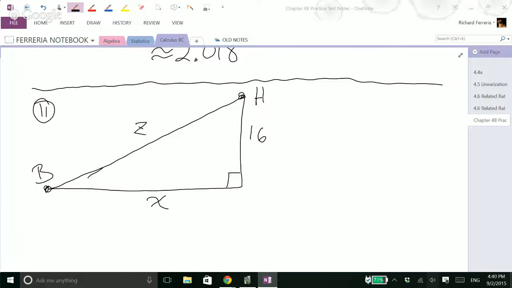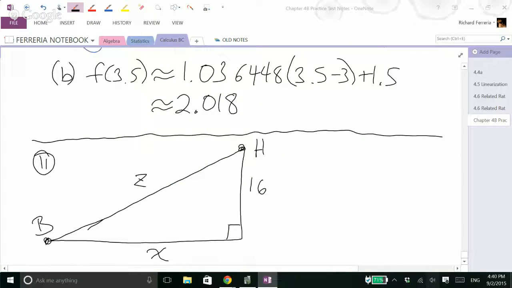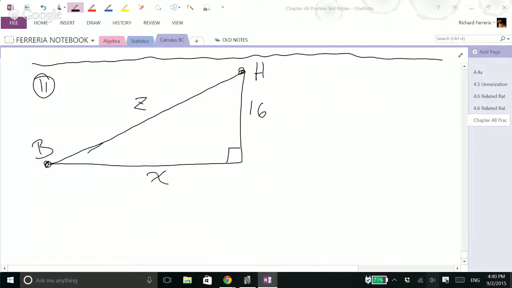Okay, I need an equation that will nicely put those three together. If you guessed the Pythagorean equation, you're right. The equation tells us that x squared plus 16 times 16, that's 256, is equal to z squared. Thank you, Pythagoras. You have helped me again for another year.